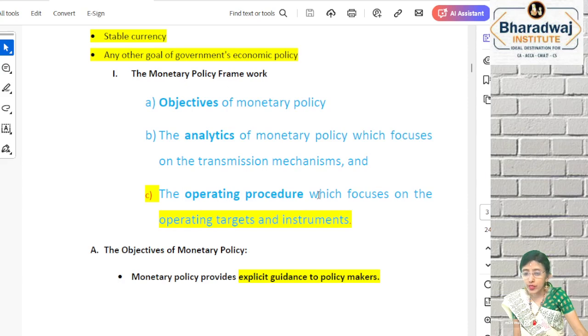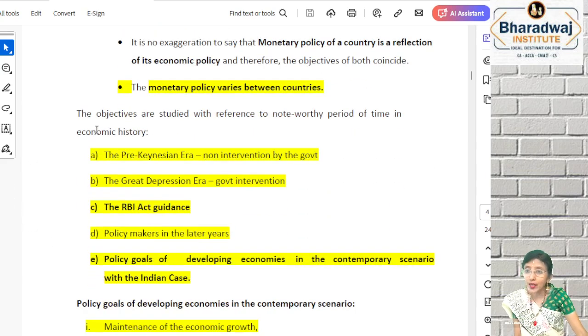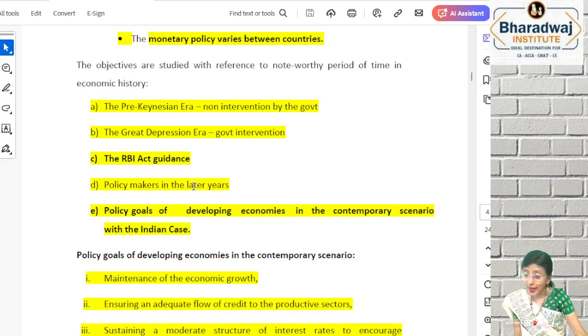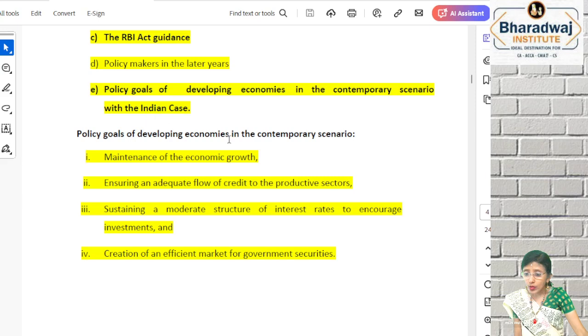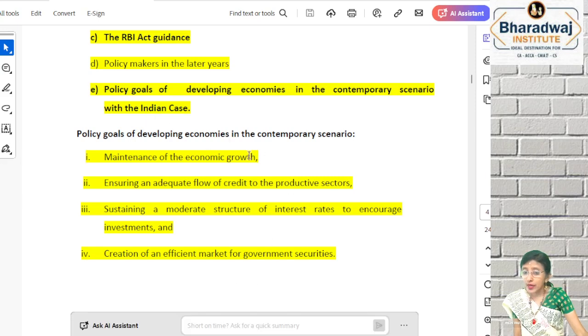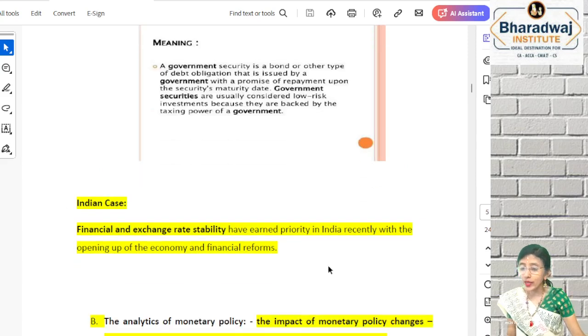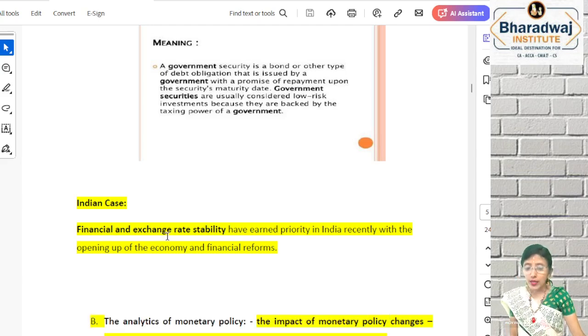And monetary policy framework: objectives, analytics, and operating procedure. Objectives we saw era wise, if you remember, isn't it? Pre-Keynesian era, Great Depression era, RBI Act guidance, policymakers later years, policy goals also, right? Now, policy goals of the developing countries regarding the contemporary scenario. And specifically, we would have ended with the Indian case. This is expected. Financial and exchange rate stability is one of the important core agendas as a part of monetary policy in the light of economic and financial reforms, right?